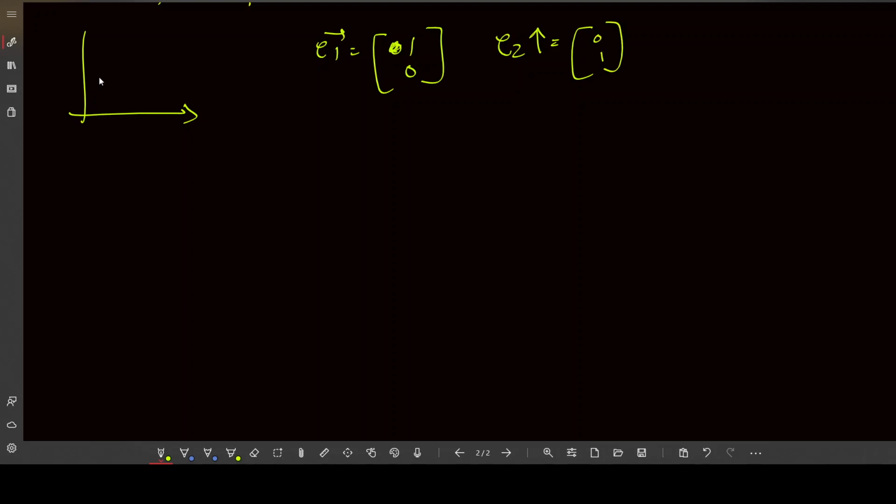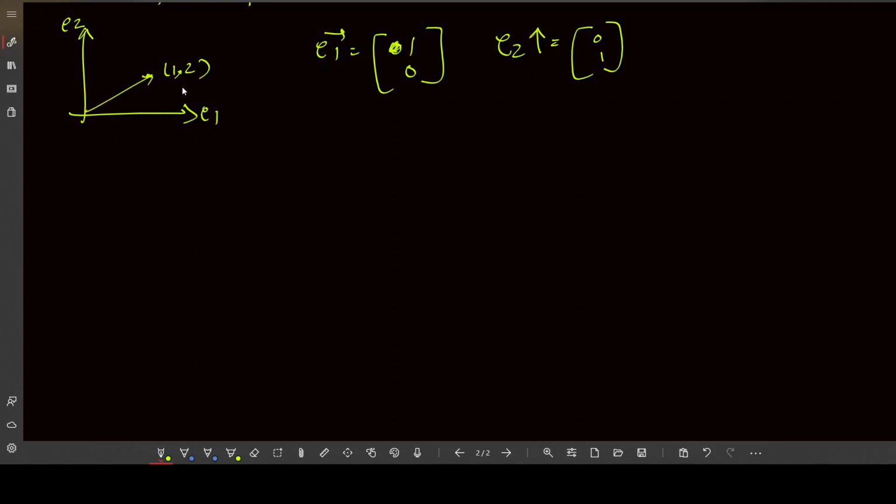So, okay, let's say I have two bases, E1, which is my x-axis basis. It's defined by 1 comma 0. And then I have another basis, E2, which is my vertical or the y-axis basis, which is defined by 0 comma 1. And this is E1, this is E2. And let's say I have a point here. Let's call this point 1 comma 2. Okay, this is a vector.